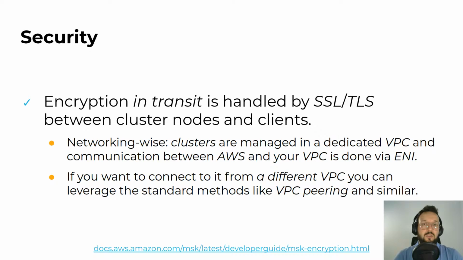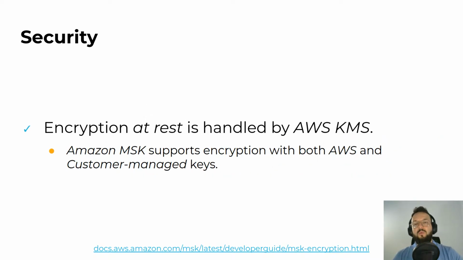On the managed side, as I said, communication between cluster nodes, clients, and Zookeeper, everything is handled by SSL and TLS, and AWS provides information on what they are exactly using there in the documentation. When it comes to encryption at rest, it's handled by the Key Management Service. It supports both encryption with AWS managed and customer managed keys. So that's a great thing.